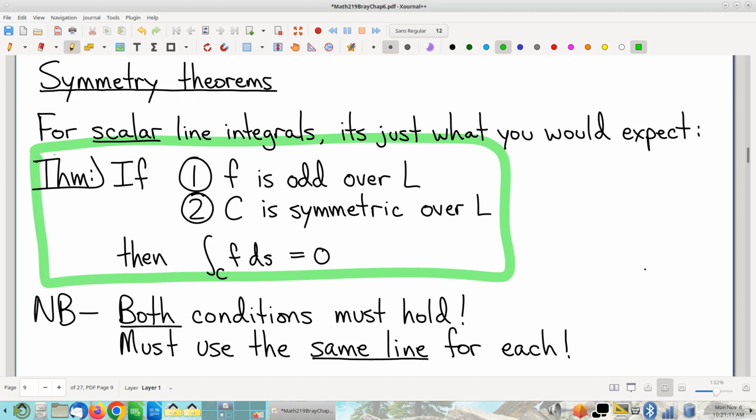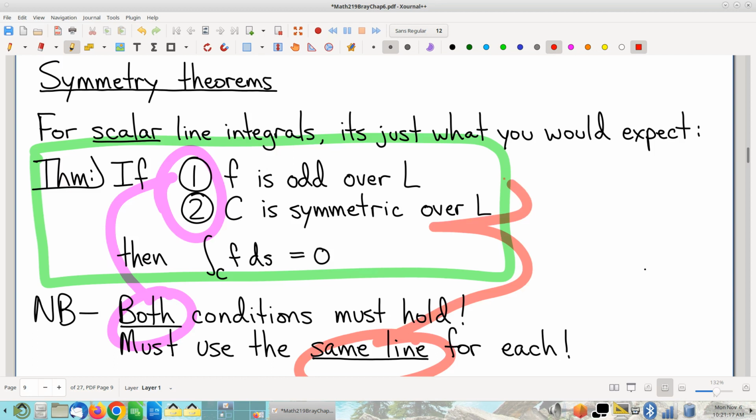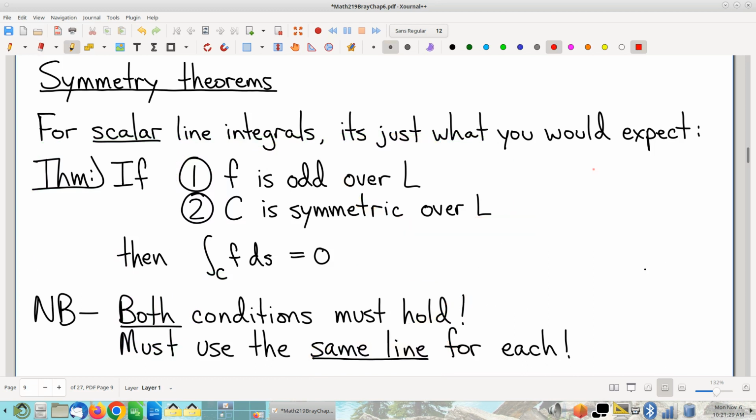And again, same warnings. Both conditions have to hold. And again, you have to use the same line, right? So the same little asterisk, same little costs, same risks, of course, as well. But that said, powerful theorem, very useful in a lot of circumstances. Okay, now here's the warning.